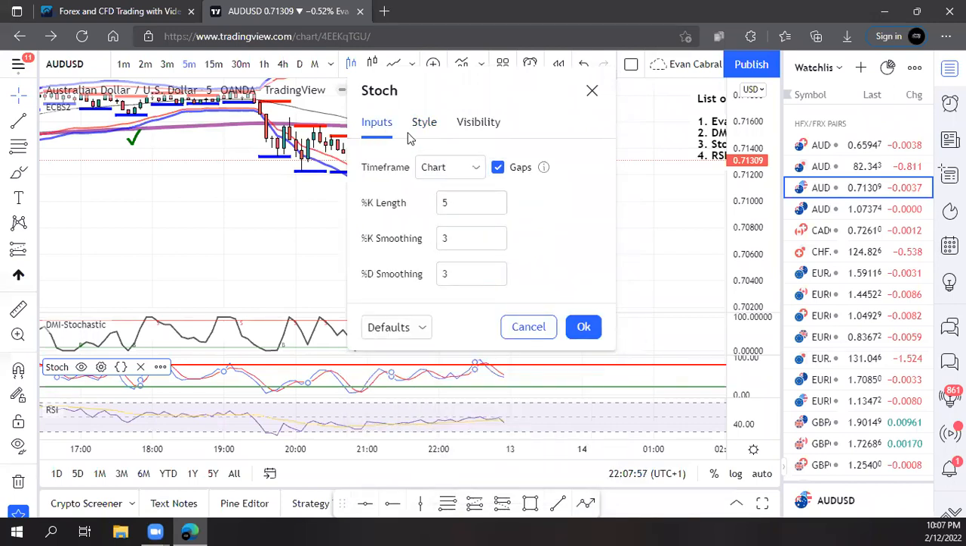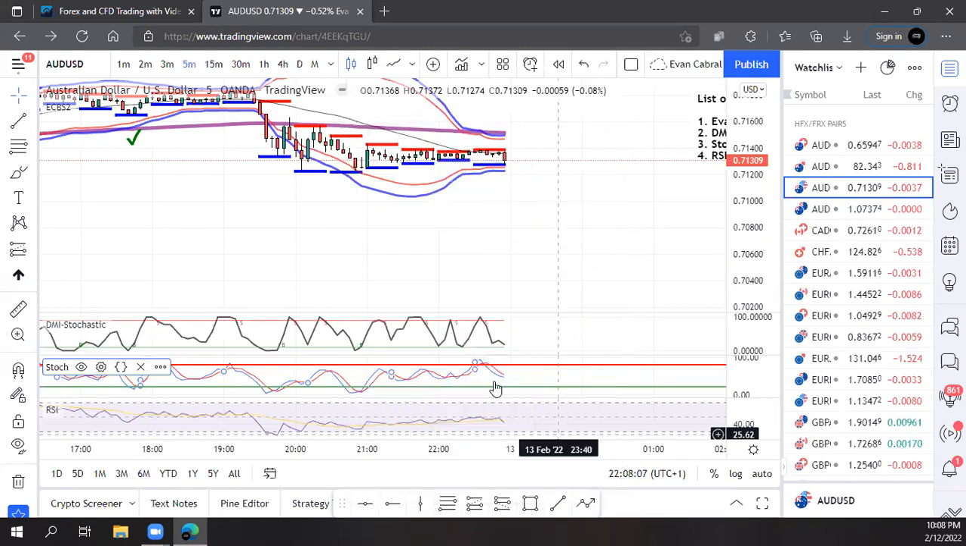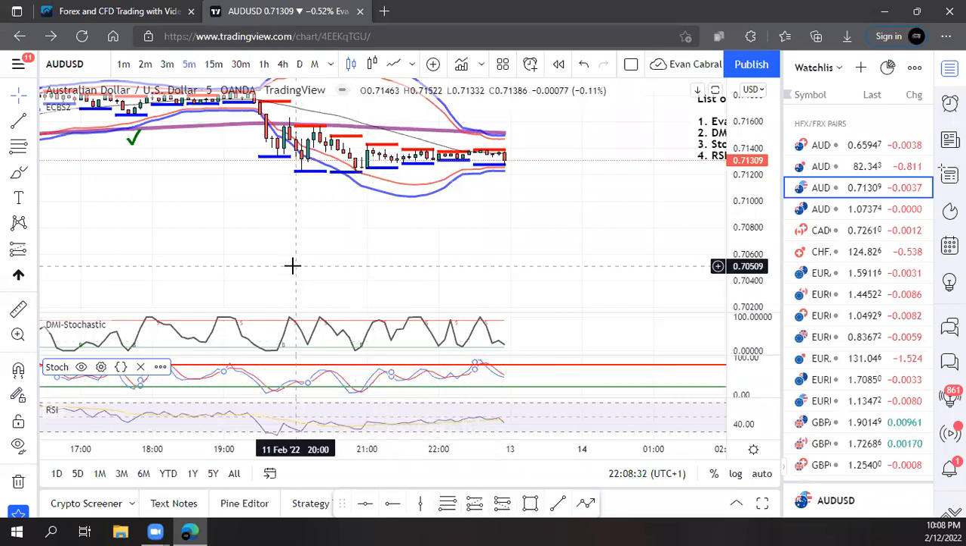So input 5, 3, 3, then style, blue, red. K is the blue, D is the red. Upper bands red, lower bands green. So you're having it like this. So you know how stochastic works. Whenever it's going to the upside, it's overbought. So once it's around the red zone, you should be expecting a sell. If it sells all the way to this green area, the market is oversold, and we should be expecting the market to start coming up again. So that's it for the DMI stochastic and the stochastic.